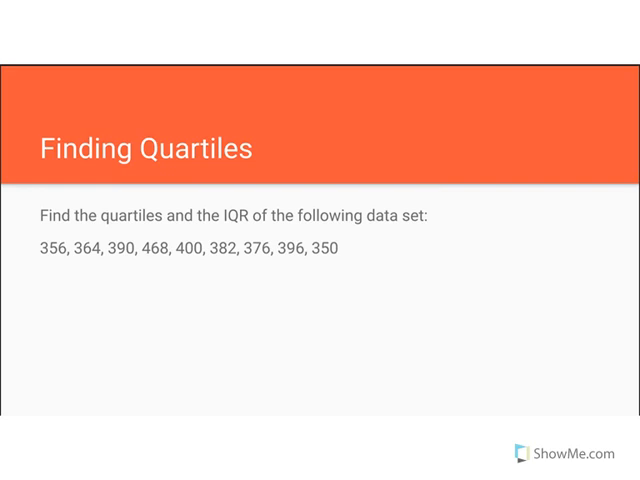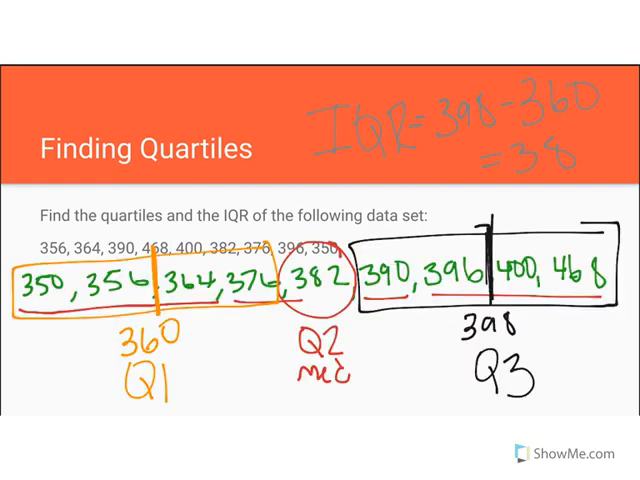All right, let's look at another one here. Finding your quartiles, asking you to find the quartiles and the IQR, just like we did in the last one. Go ahead and try this one on your own. Pause your video, see if you can figure it out. Okay, guys, if we look at this, we can find our median first. We work our way across, and we find a middle number of 382. So that's my median, or my second quartile.